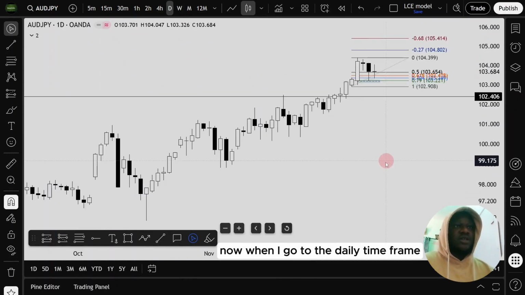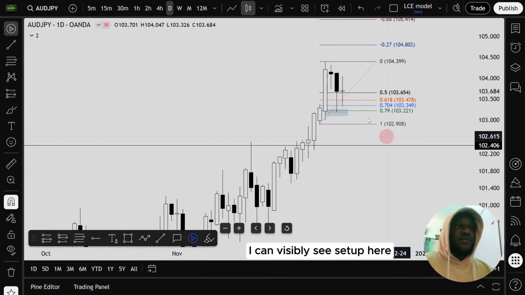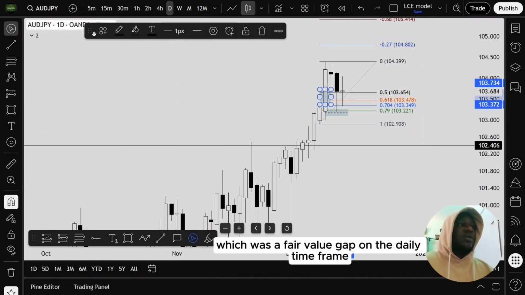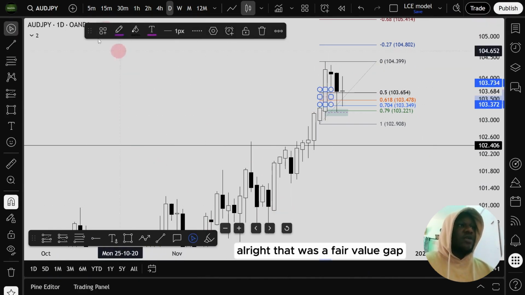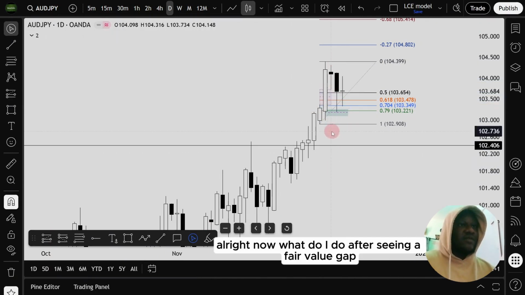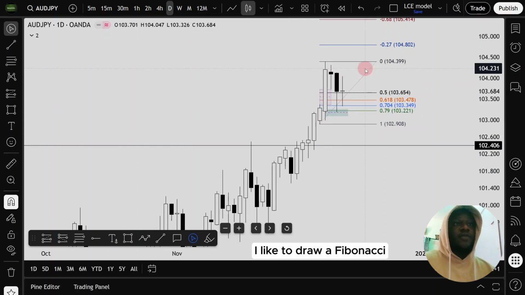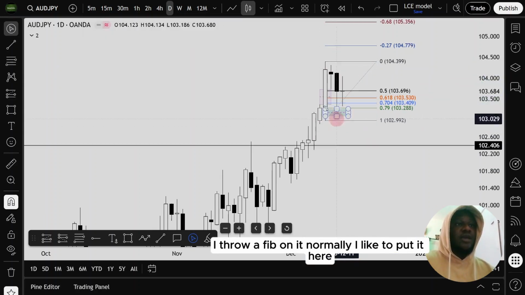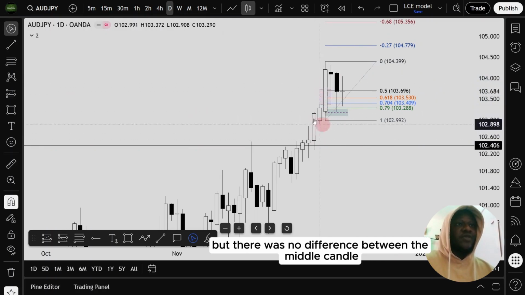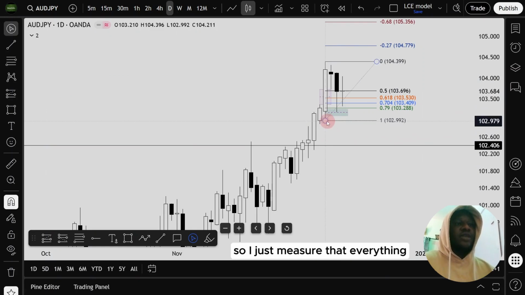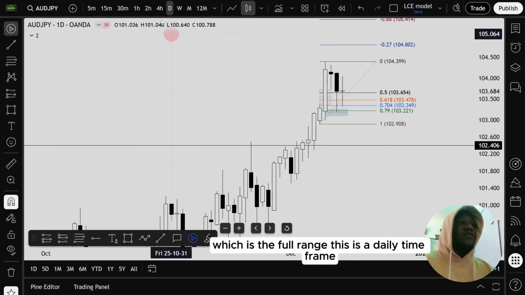Now when I go to the daily time frame, I can visibly see a setup here, which was a fair value gap. Now what do I do after seeing a fair value gap? I like to draw a Fibonacci. I throw a fib on it. Normally I like to put it here, but there was no difference between the middle candle and the first candle in this scenario, so I just measured out everything, which is the full range.